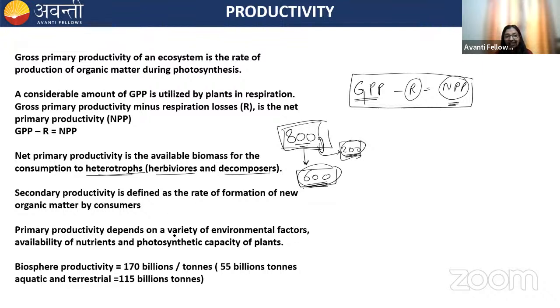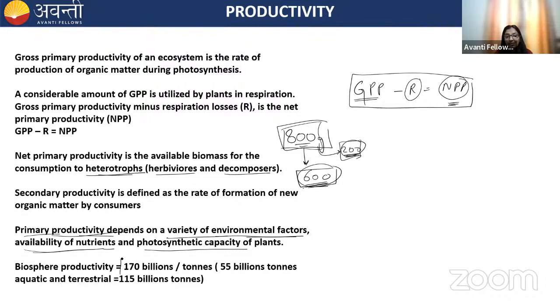And the primary productivity depends upon a variety of environmental factors. Like it depends upon the photosynthetic capacity of the plant. For example, C4 plants are photosynthetically efficient plants because they lack photorespiration. They show high productivity. The availability of nutrients also affects the primary productivity. Environmental factors could be temperature and soil moisture. They also affect the primary productivity.